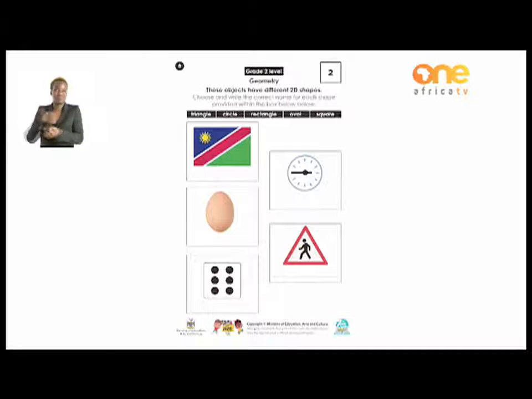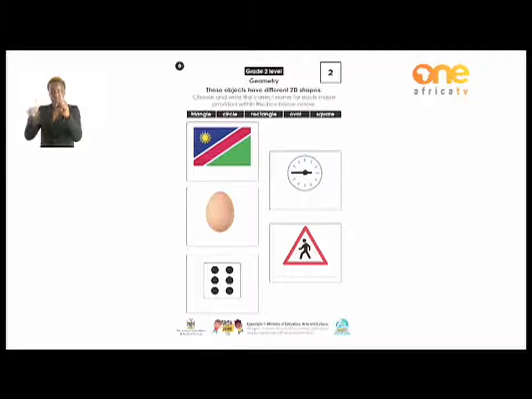Okay. Now, for example, if we have the Namibian flag there, we have different shapes. We have a triangle, we have a circle, we have a rectangle, oval, square, and all of those are 2D shapes. It simply means when you put them down, they will fall on either side. They won't be able to stand on their own. So we also have to look at the names as well as the sides and the corners of each one of those shapes.